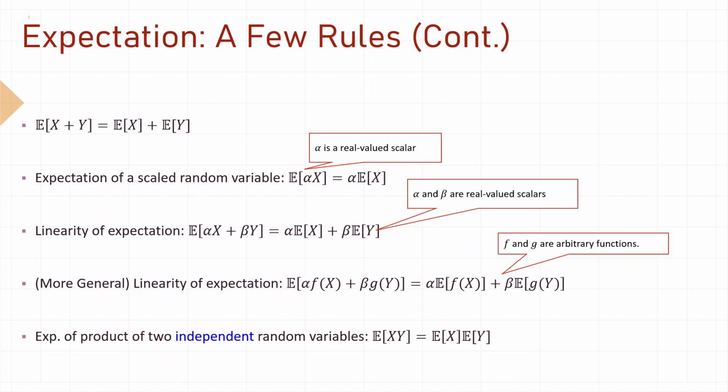Finally, only for independent random variables, we have that the expectation of the product of two independent random variables is the same as the product of their expectations.